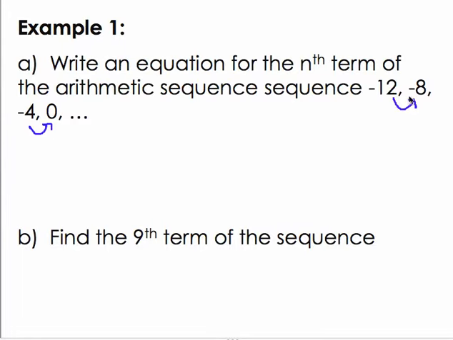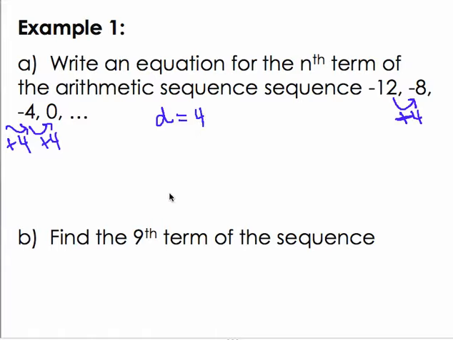So from negative 12 to negative 8, we subtract 4. So negative 4. From negative 8 to negative 4, we are also going to, excuse me, it's not negative 4, it is positive 4. It's increasing. So negative 12 plus 4 is negative 8. Negative 8 plus 4 is negative 4. Negative 4 plus 4 is 0. So our common difference is positive 4.